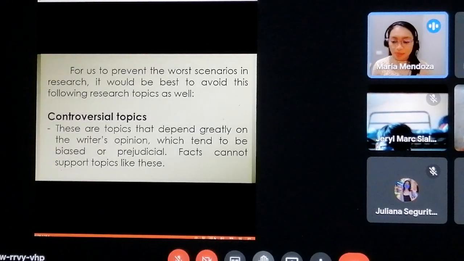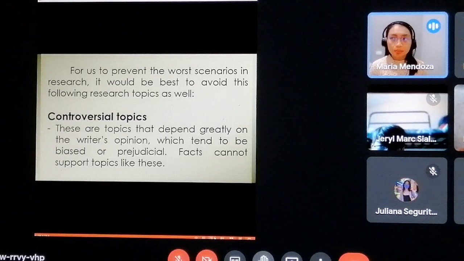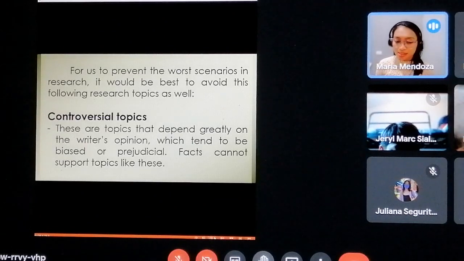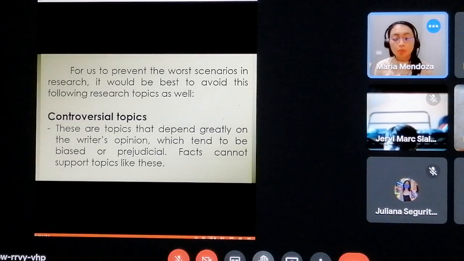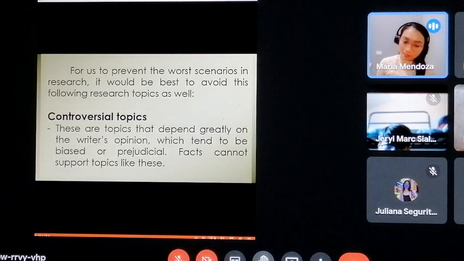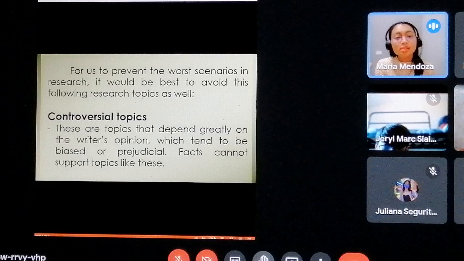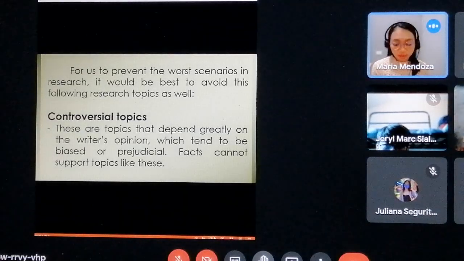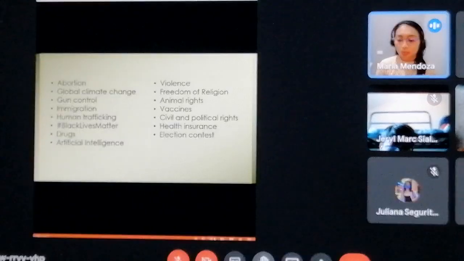Meaning, our respondents may have different opinions about that. And also, it will affect our study as a researcher because there are instances that their opinion is different from your opinion. And as a researcher, of course, you will want to defend your own opinion. Okay? So that is a controversial topic. So what are the examples of these controversial topics?